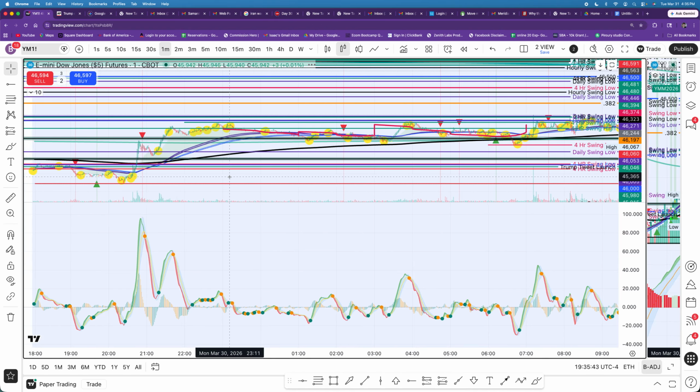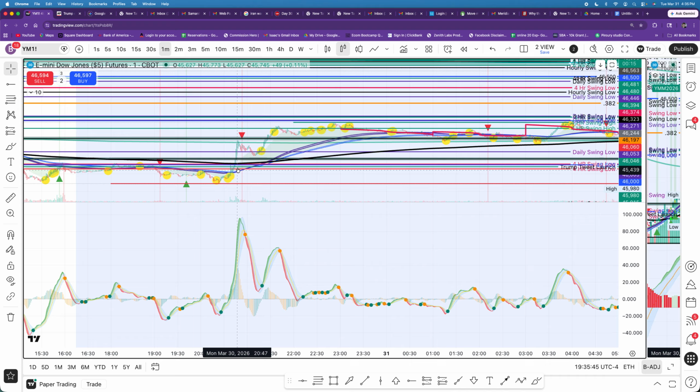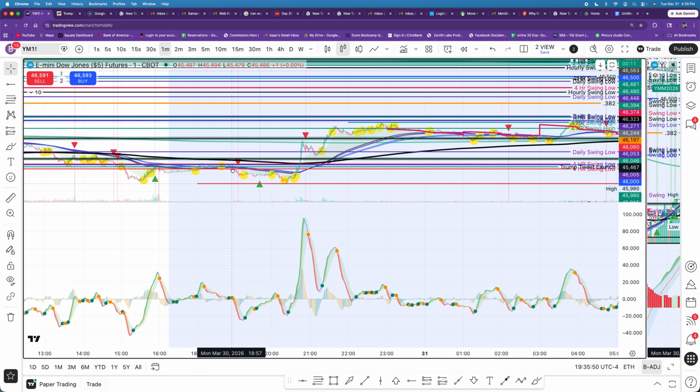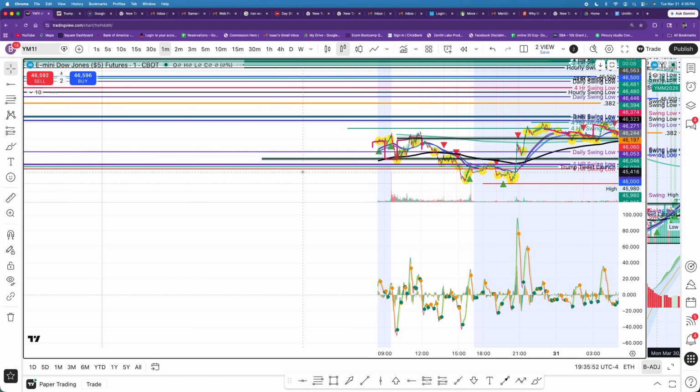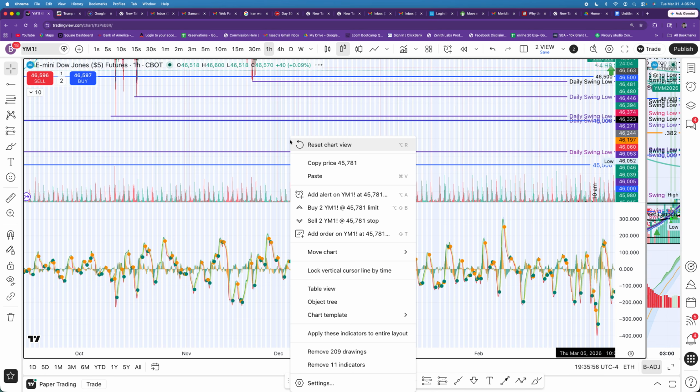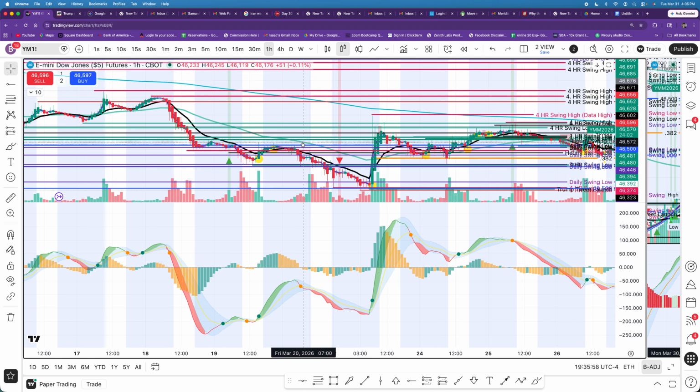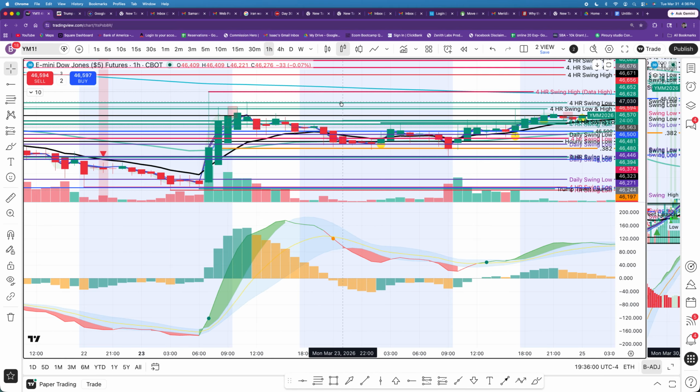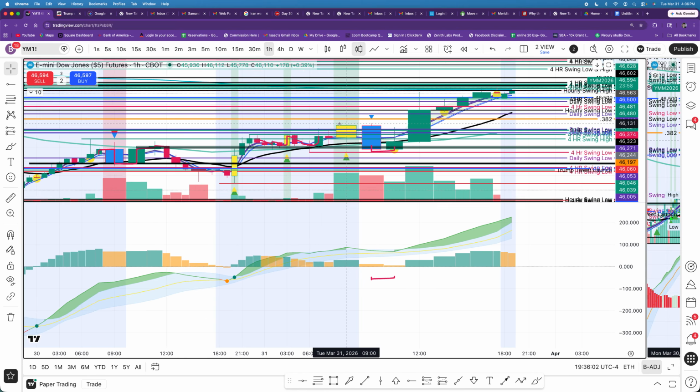Here it is right here. It's right here. Okay. This was Monday morning early. Let's see. Easier to see on like a 1 hour chart. Start there. There it is right there. All right. I'm going to take it off Heikin-Ashi because it's a little harder to see there.